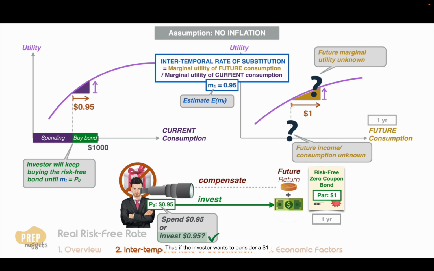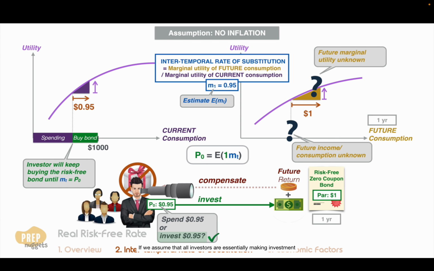Thus, if the investor wants to consider a $1 zero coupon bond that matures at time t, the price that he would be indifferent between consumption and investment would be the expectation of the marginal willingness to trade consumption. And with that, the expression to calculate the real risk-free rate should be as follows. Remember this expression, as we will come back to this.